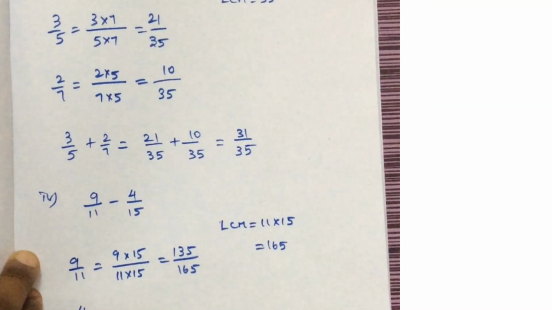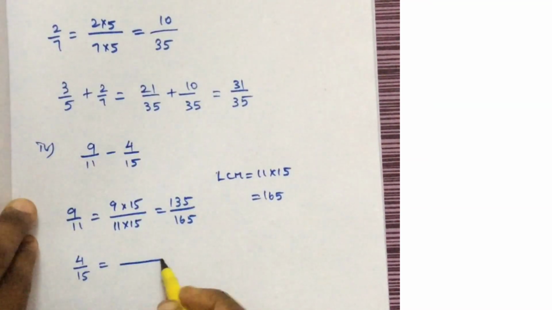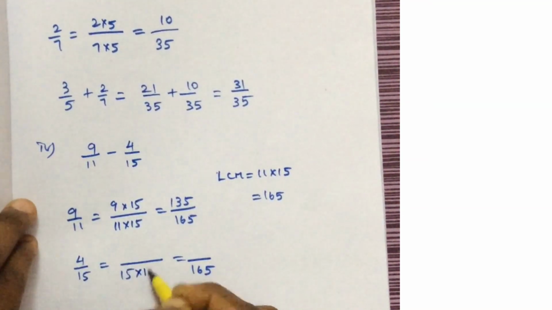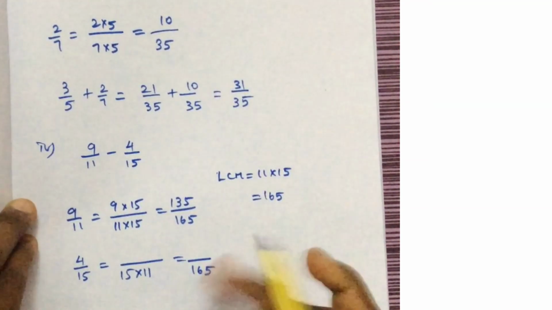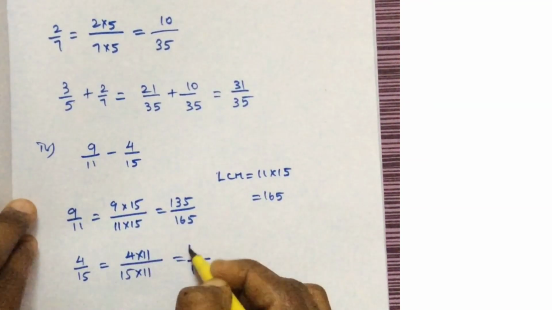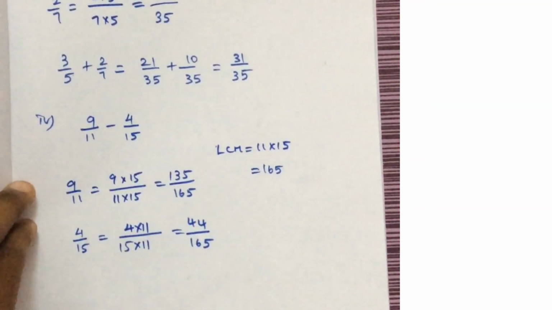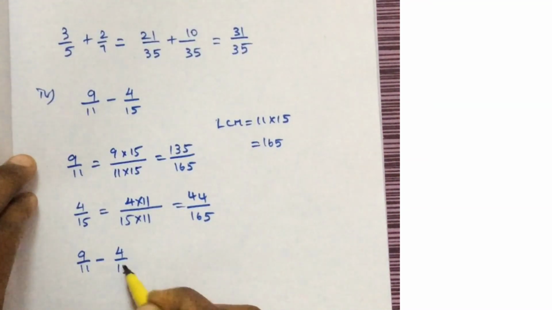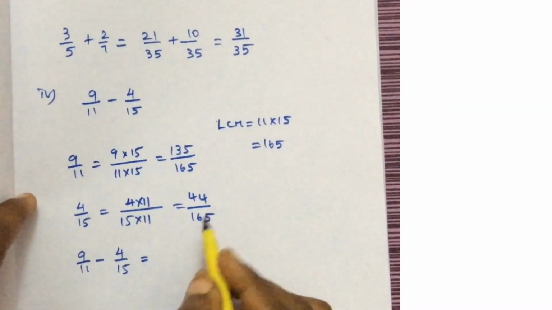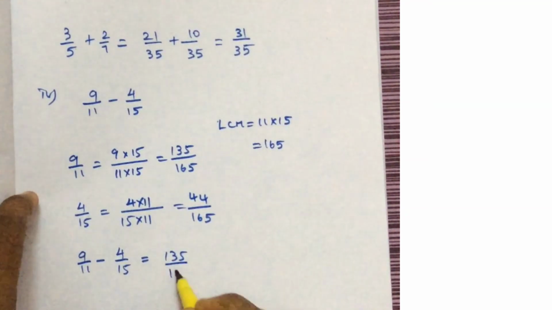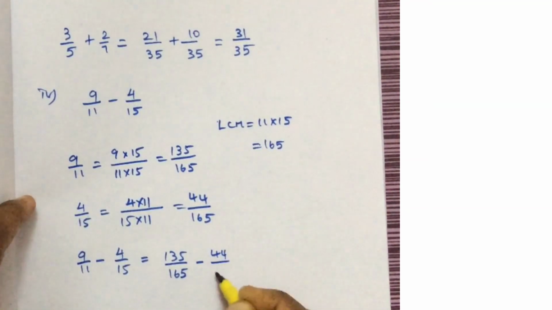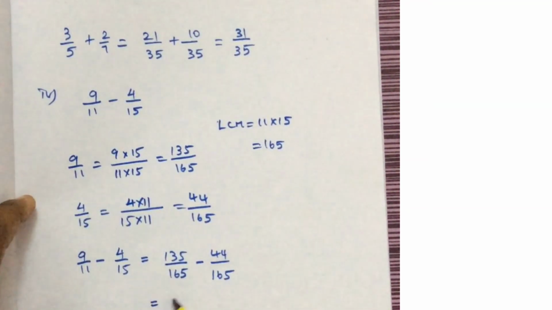Next one is 4 divided by 15, that is equal to, here it is 165. So 15 multiplied by 11 is 165. So 4 multiplied by 11 is 44. Okay, now 9 by 11 minus 4 by 15. Instead of this 9 by 11, I can substitute 135 divided by 165 minus, for 4 by 15 I can substitute 44 divided by 165. So the answer is 91 divided by 165.